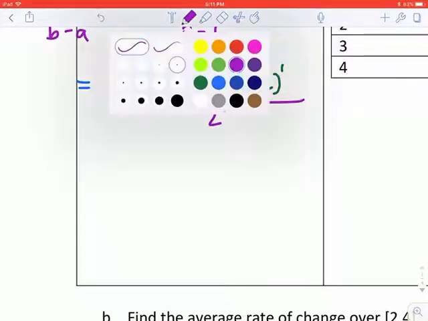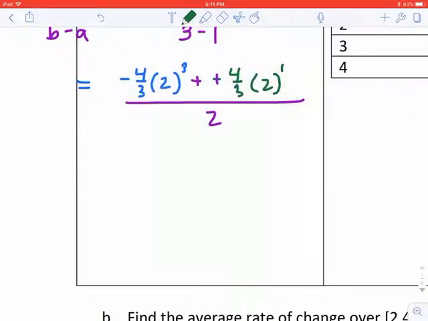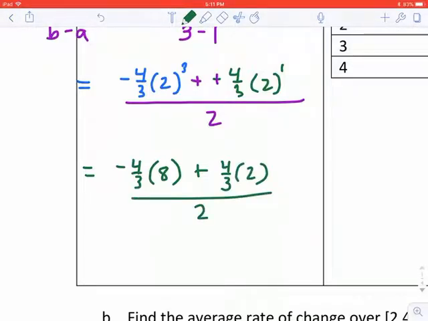But let's just start evaluating negative 4/3 times 2 cubed. That is going to be times 8. And then this is a plus 4/3 times 2. This is all over 2.